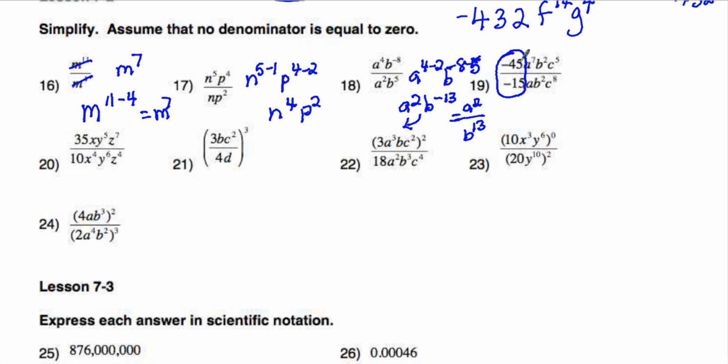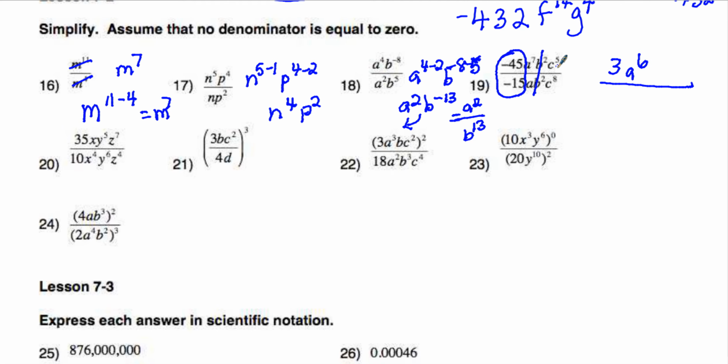This is a fraction. It's negative 45 over negative 15, which equals 3. Okay, that's a positive 3. Now I look at who's got more, top or bottom of my a's. My top does by 6. Who's got more b's? Well, they're the same. If they're the same, b squared over b squared is 1, and they cancel, okay?